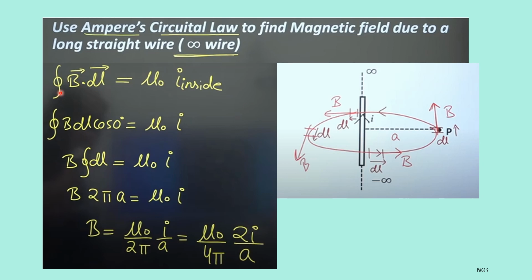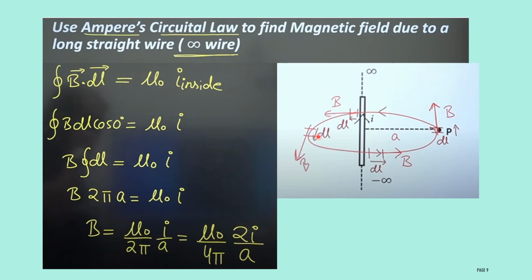Then closed integral B dot DL will be equal to mu naught I, the current inside the wire. Here in closed integral B DL, consider cos theta, cos 0, it will be equal to mu naught I. The magnetic field will be the same throughout this circle, therefore it is a constant. Therefore take B outside. Then closed integral DL will be equal to mu naught I.